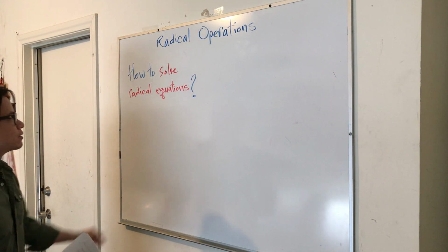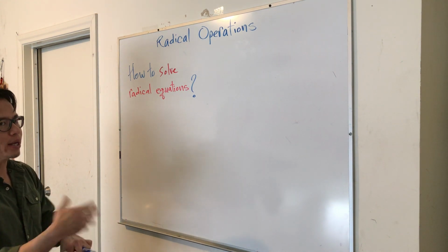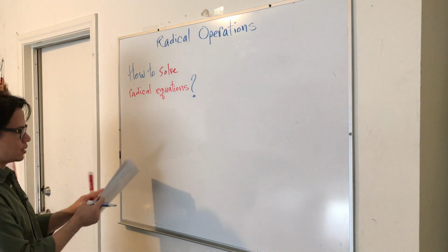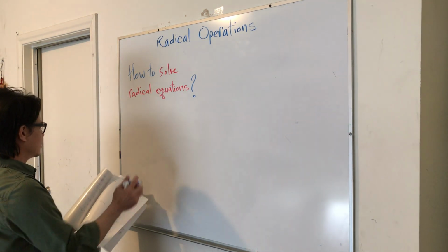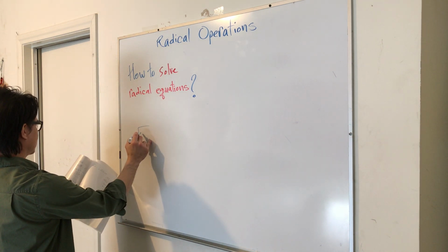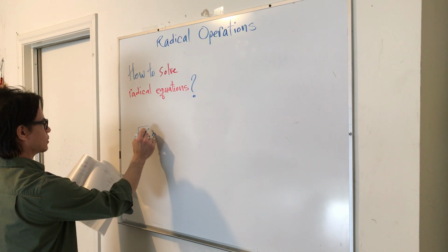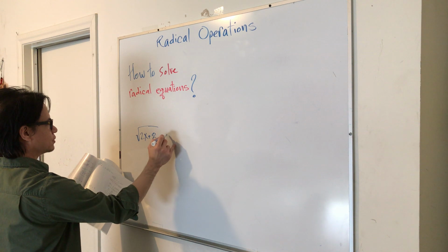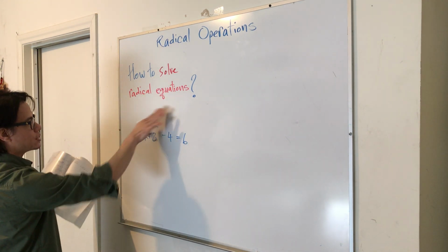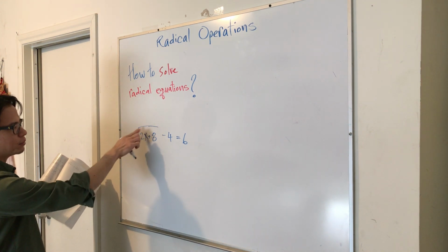So the question here asks how to solve radical equations. These are equations that have radicals in them, like equations that have square roots in them. For example, if you have one that looks like this, square root of 2x plus 8 minus 4 equals 6. So remember, solving an equation means finding out what x is. Okay, so here you have an equation that has a square root in it.